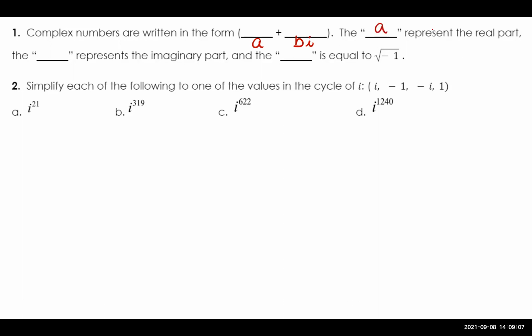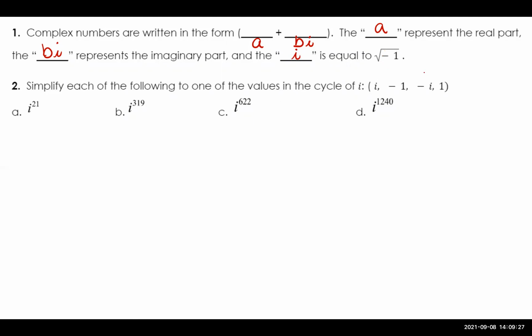Where the A represents the real part and the BI represents the imaginary part, and the I is equal to the square root of -1. So our complex and imaginary numbers come from square rooting a negative. Simplify each of the following to one of the values in the cycle.